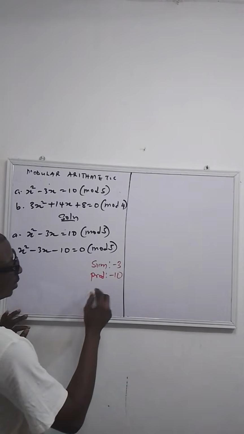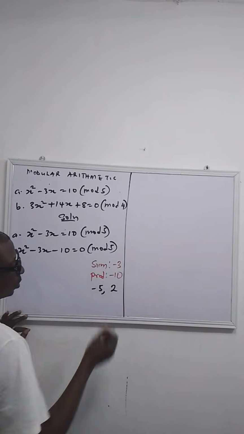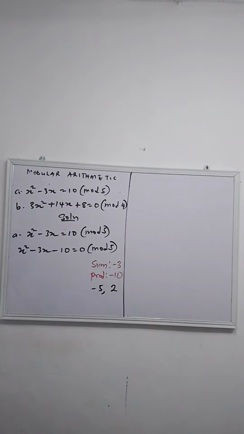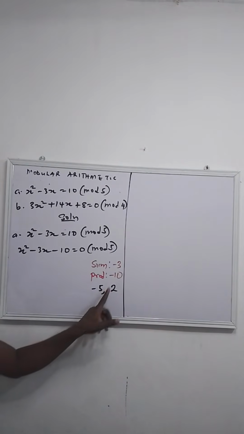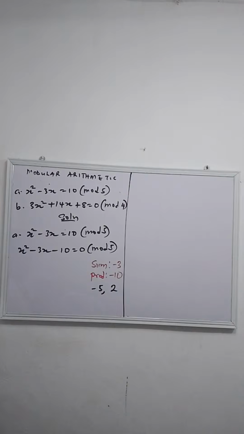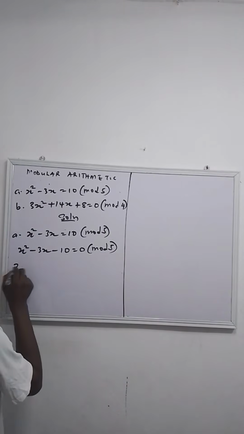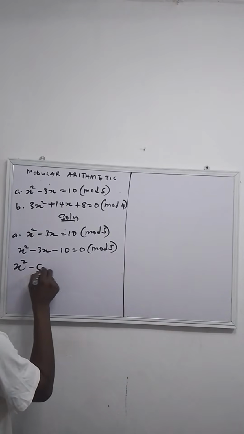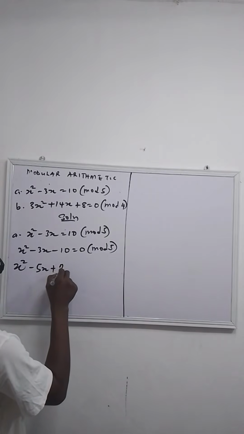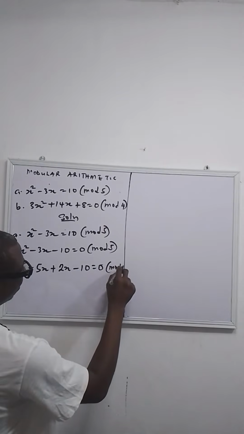All right. So now let's look at it. Should we use -5 and 2? Look at it. Now when you multiply this and this, you have -10. When you add this and this together, you have -3. Okay. I hope you understand that. So that is what we are using. So that means this equation turns to x squared -5x plus 2x -10 equals 0 mod 5.